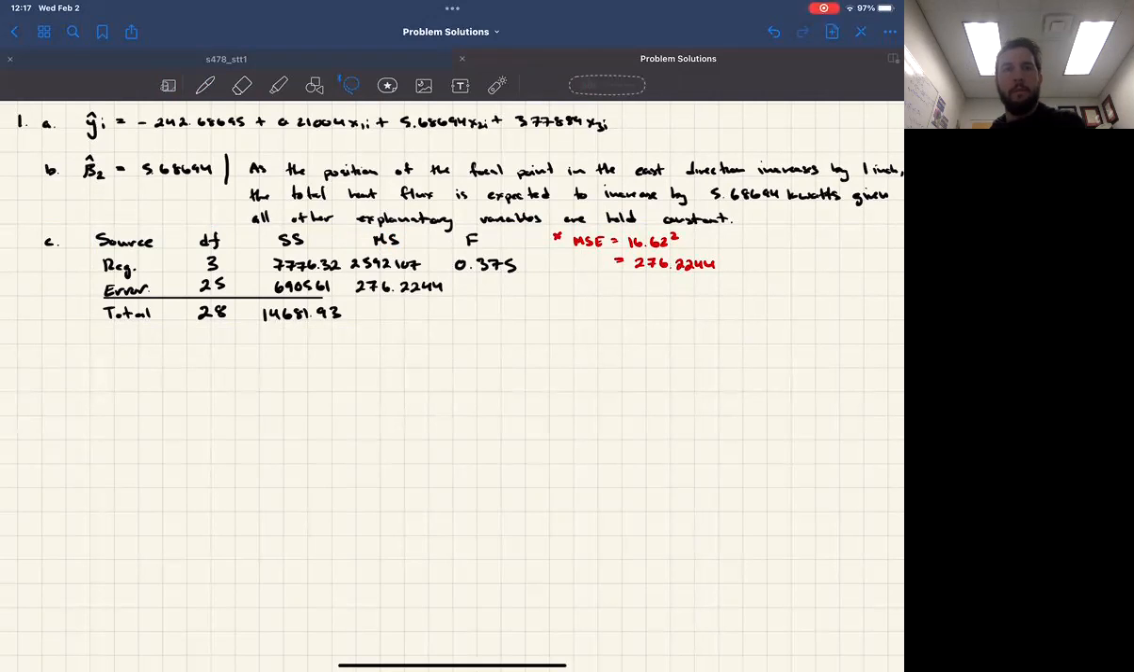All right. So that's our ANOVA table for this problem. At least it should be, assuming I didn't make any mistakes. Any questions?